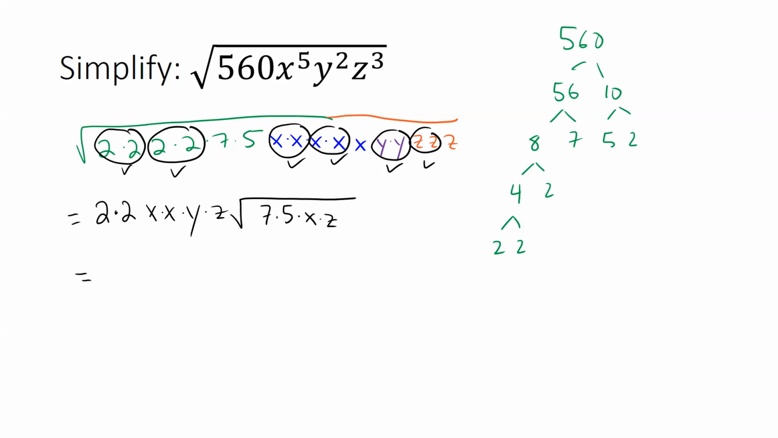Now we can simplify everything. 2 times 2 is 4, x times x is x squared, y and z, and left inside the radical is 35xz. That's how we break up this radical.